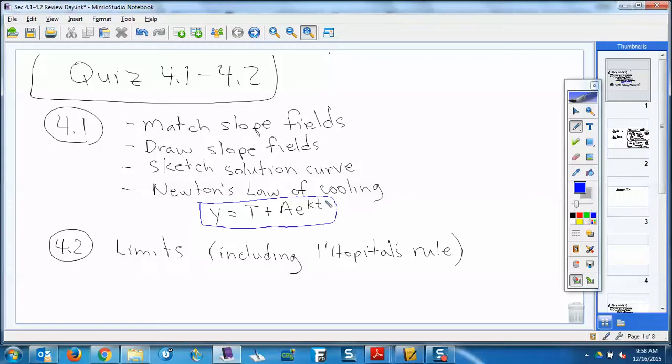Okay, but a big part of the points are probably limits. That's probably half or close to half of the points. So important to do that. The matching the slope fields, drawing the slope fields, where you draw your little slope segments on there. And then sketching your solution curve inside of a slope field, right, where you're just given an initial condition and you sketch and follow the slope segments.